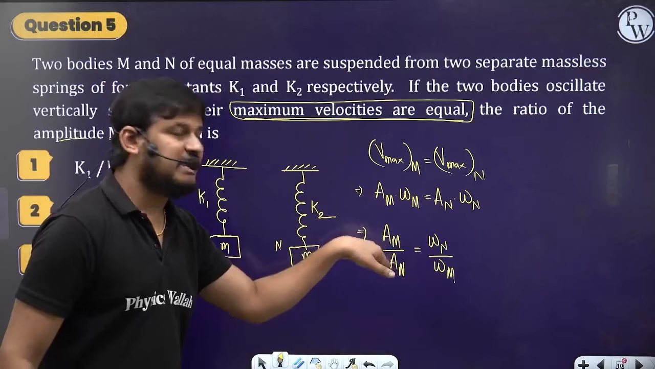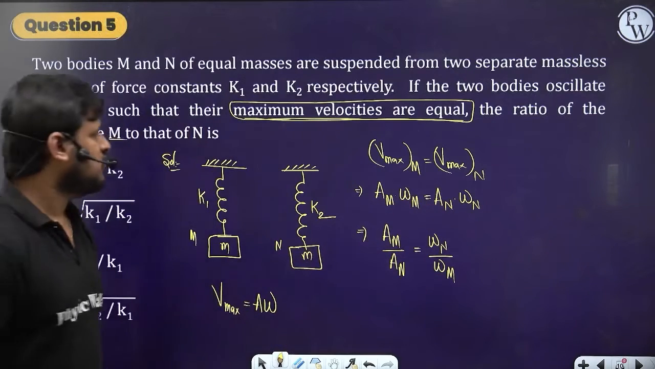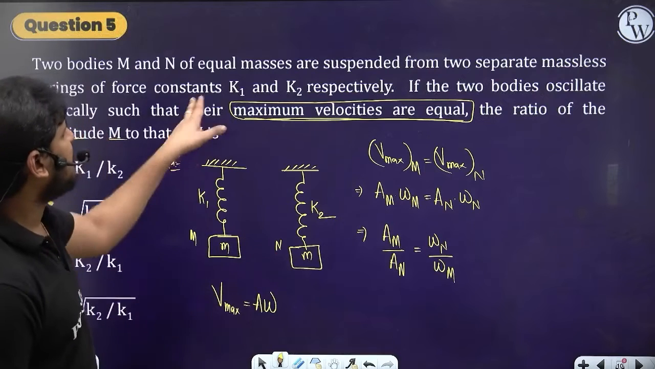AM by AN. So I brought it to this side. So then omega N by omega M. So now what is omega? In terms of K we have to write.